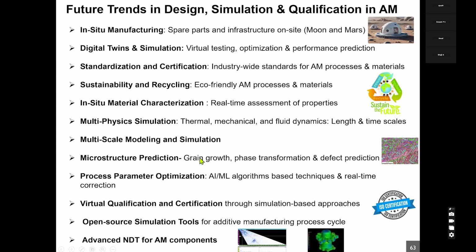And we are also looking at optimizing the process parameters using AI and ML-based algorithms so as to reduce the experimentation. We'll also be looking at virtual qualification and certification through simulation-based approaches rather than adopting inspection of each and every part. And also going further, we'll be looking at advanced NDT techniques for inspection of AM components.